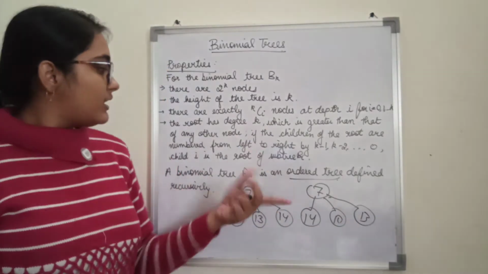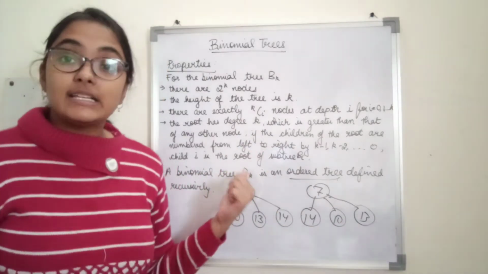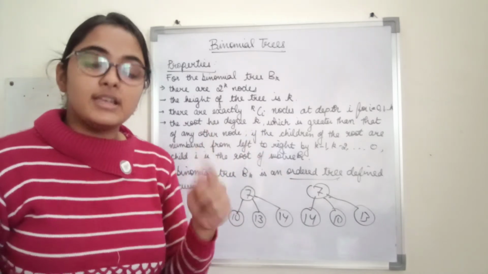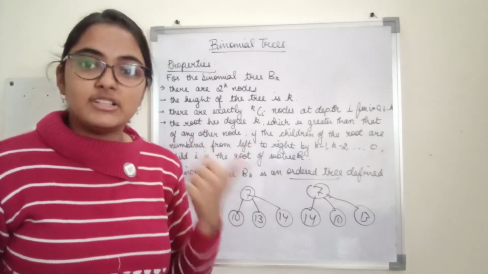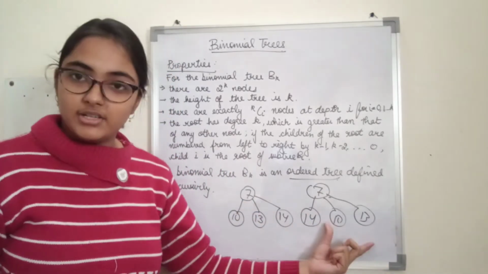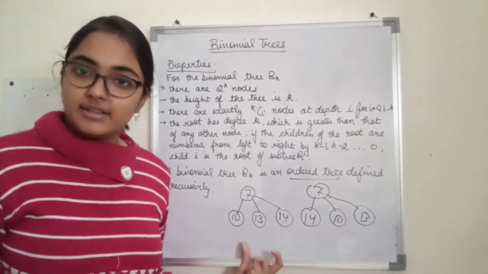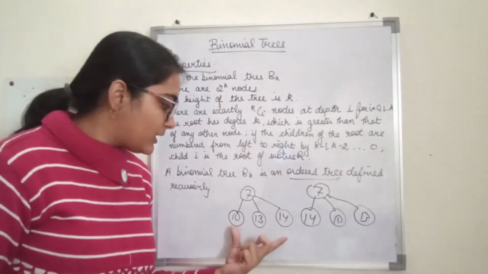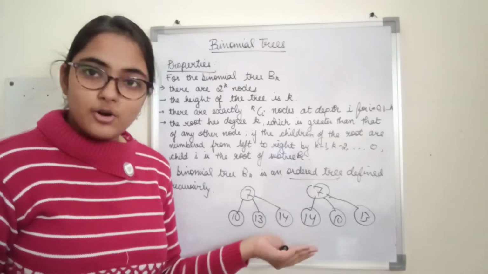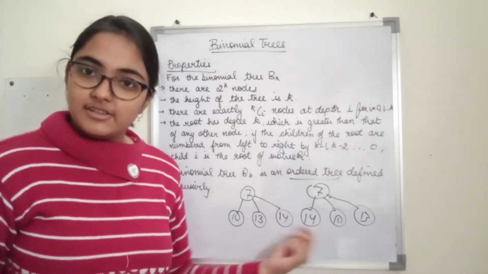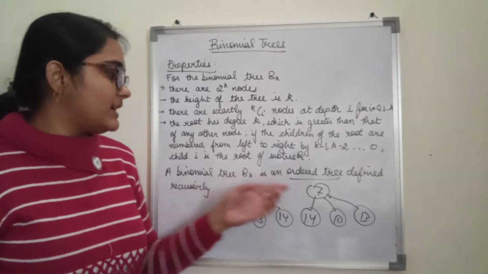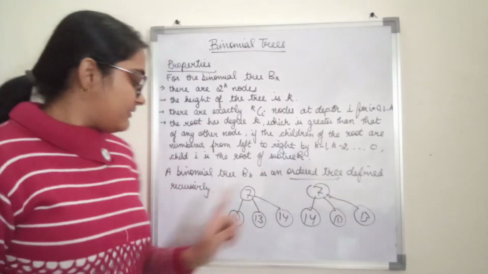In case of the binomial tree, it is an ordered tree, which means there is a specific order. We cannot just change the order. In case we change the order, then the tree will change. These two trees cannot be called the same tree in case of ordered trees; these are two different trees. Otherwise, these are the same, because we are just interchanging the children. But if you are considering it to be an ordered tree, then these two trees are different because the ordering has changed, right? So binomial tree Bk is an ordered tree which is defined recursively.